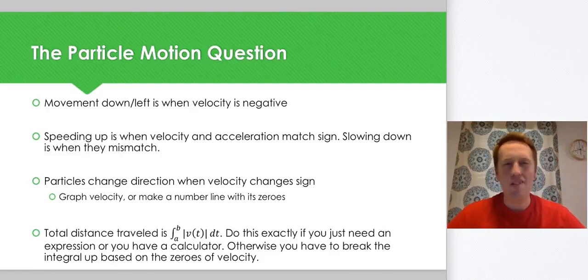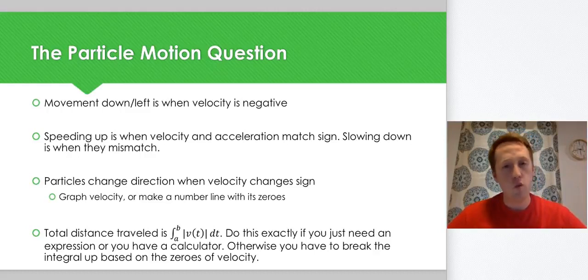Movement down or left, depending on context, is just when velocity is negative. So we get direction from velocity. Speeding up is when velocity and acceleration match sign. Slowing down is when they mismatch. Particles change direction when velocity changes sign.